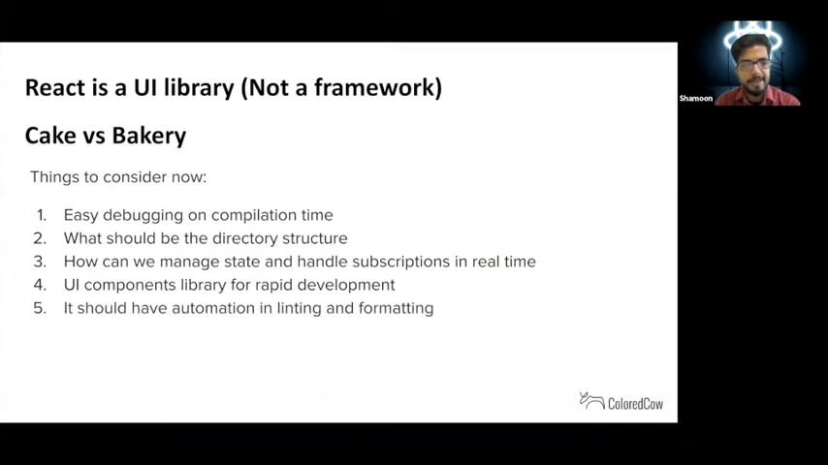Next, it should have automation in linting and formatting. Sometimes what happens, if multiple developers are working, and it happened with many of us, I have 2 spaces somewhere, and PK can have 4 spaces in the same project. So for that, we have automation in formatting. If we save, PK will also have the same formatting, and we provide a configuration file for that.